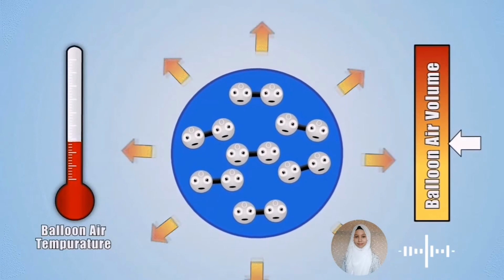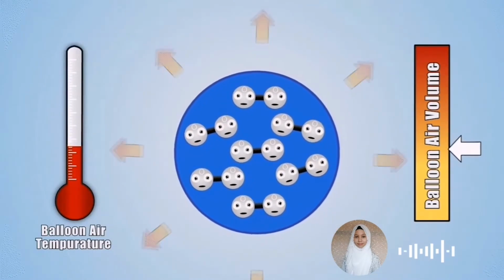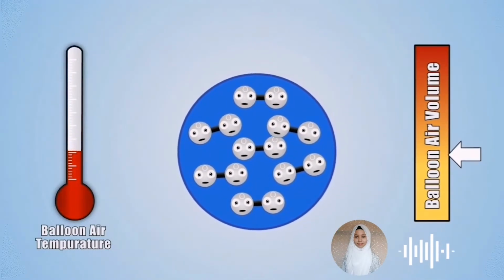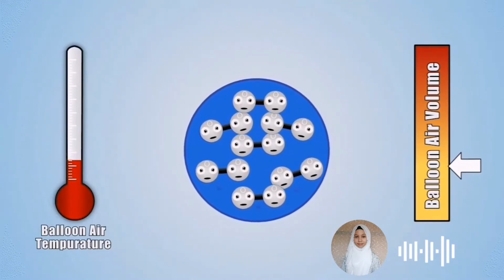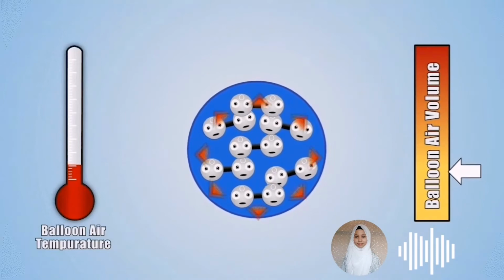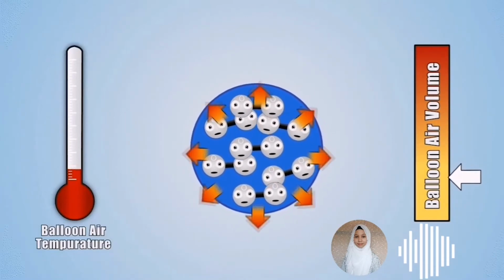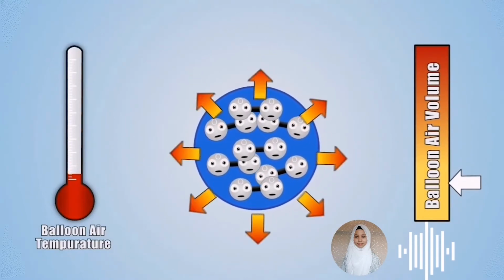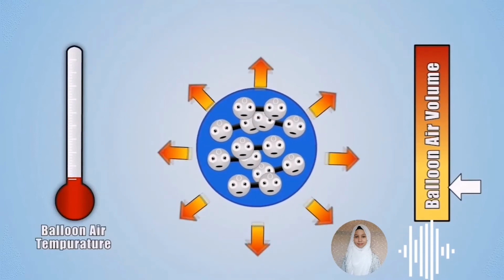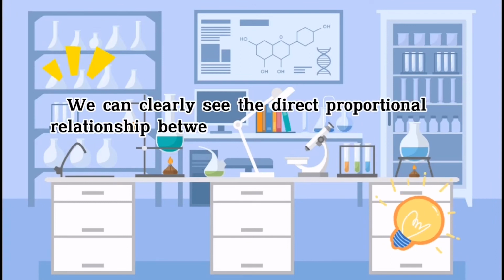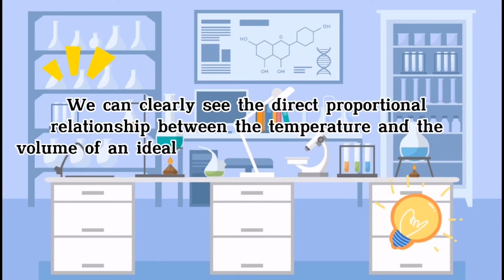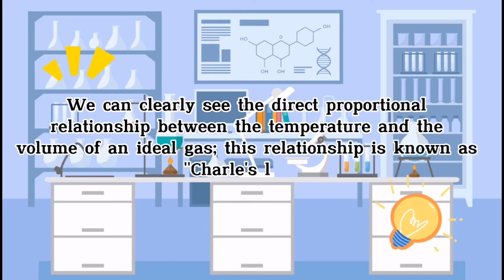When we place our balloon in the freezer, it causes a transfer of energy in the form of heat from the warmer air molecules inside the balloon into the cold freezer. As the energy is removed from the air molecules, they slow down, drop in temperature, and get closer and closer together, decreasing the volume of space they take up. We can clearly see the direct proportional relationship between the temperature and volume of an ideal gas. This relationship is known as Charles' law.